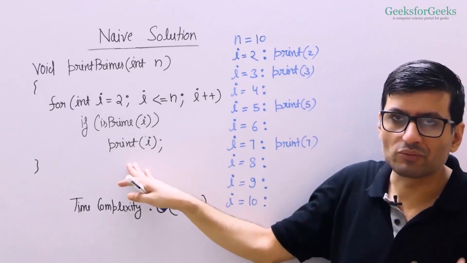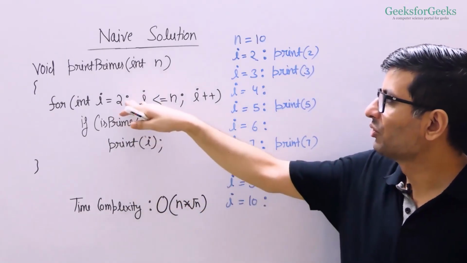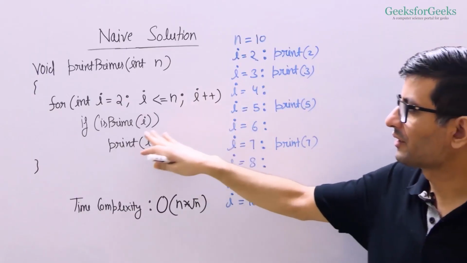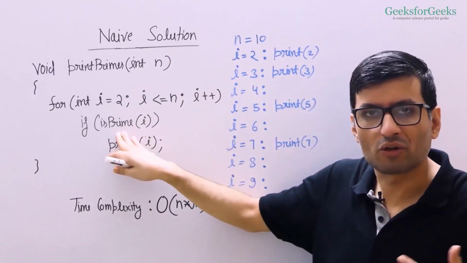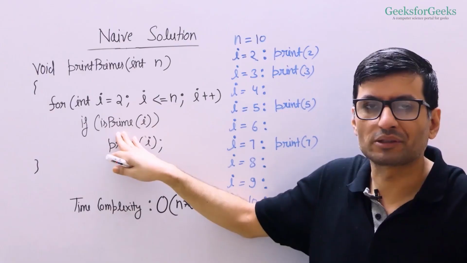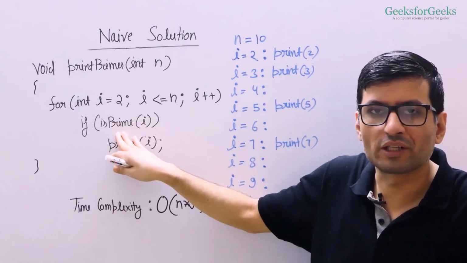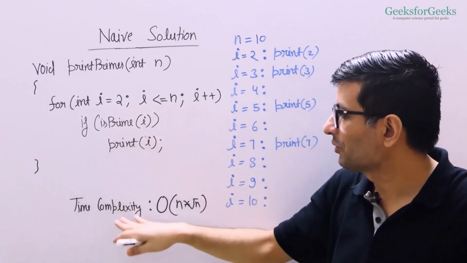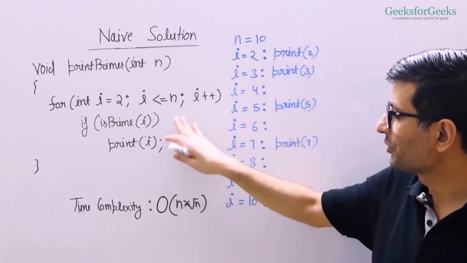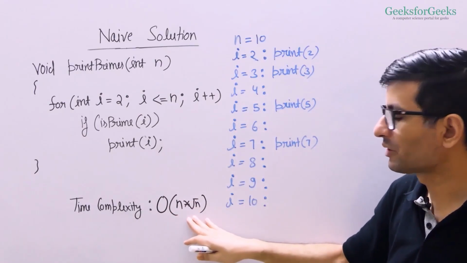Let's now talk about the time complexity of the solution. This loop is clearly a theta n loop, and inside this loop we are calling isPrime, and we talked about the implementation of isPrime. It was big O of square root of n time complexity. So the overall time complexity of this solution is going to be big O of n into square root of n.